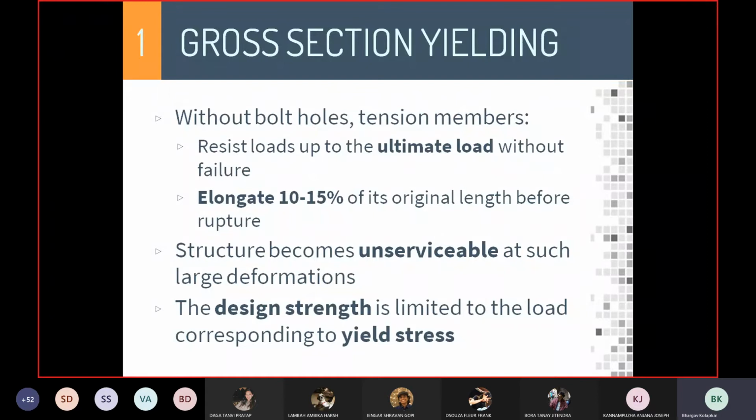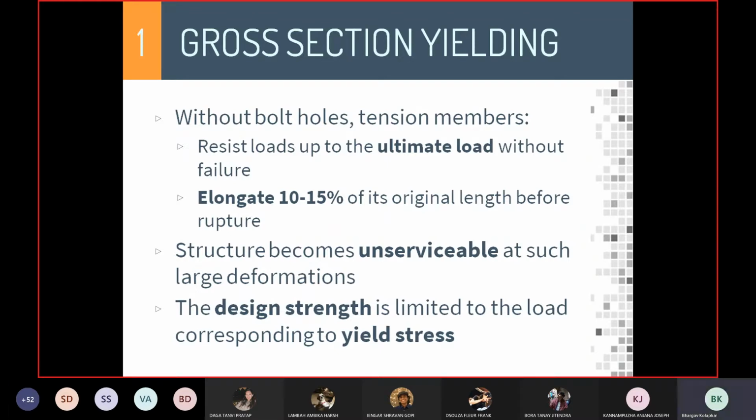Now, without bolt holes, the tension members can resist loads up to the ultimate load without failure. Okay, this is what we have seen, that as you start loading the member, it will reach yield stress, but it will not fail because there are no holes. Therefore, when you load it further, it can even reach its ultimate stress. But we have seen that it can strain a lot, right? The elongation is about 10 to 15% of the original length before rupture.